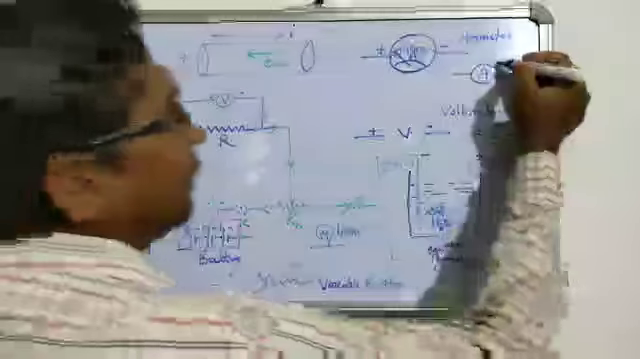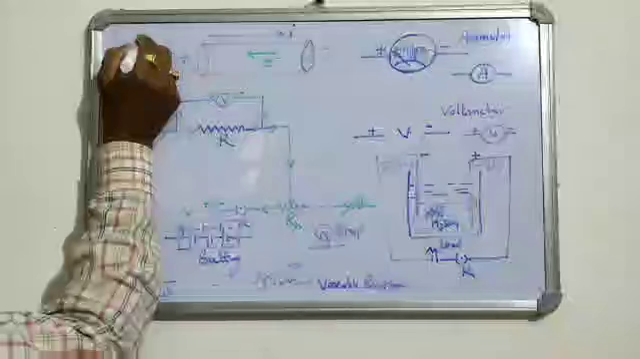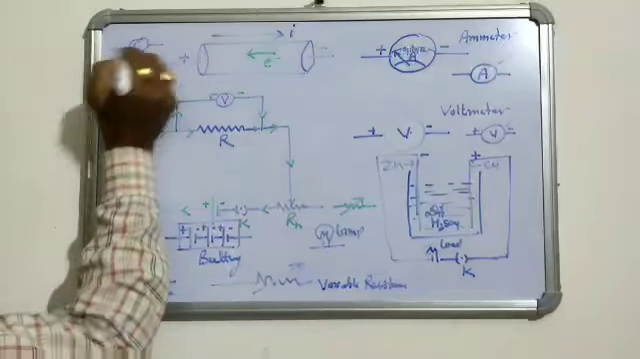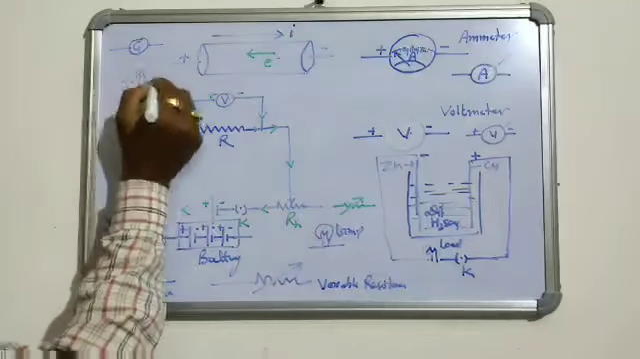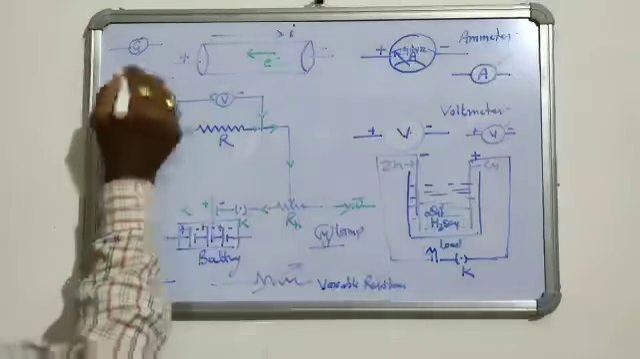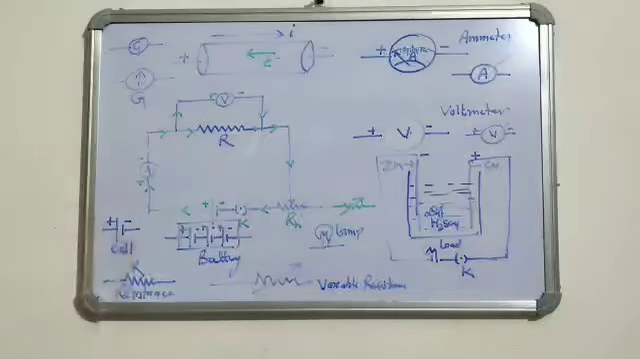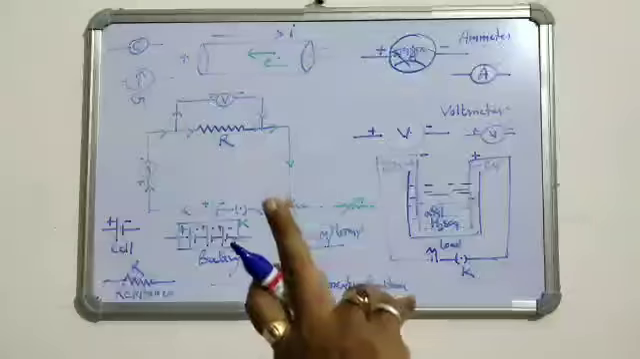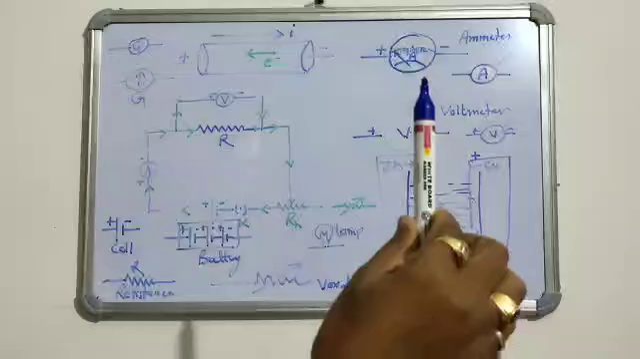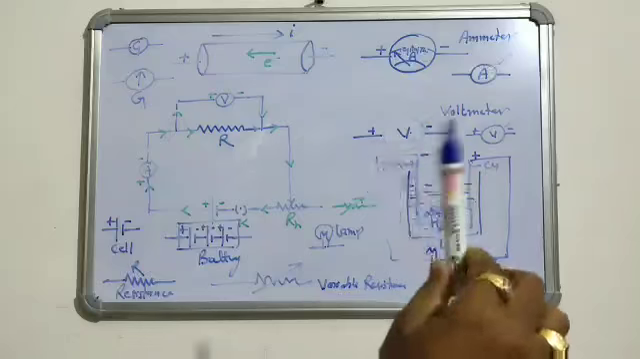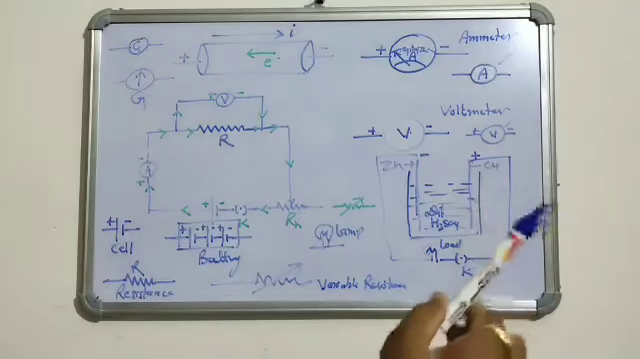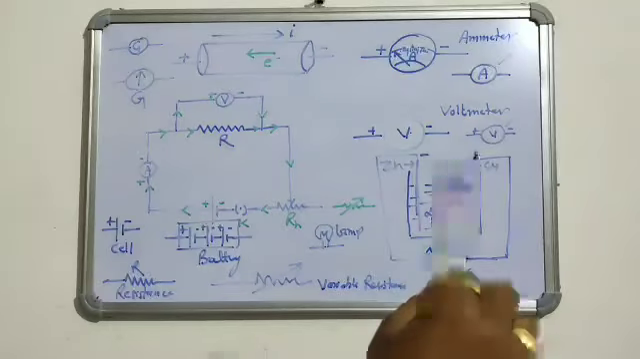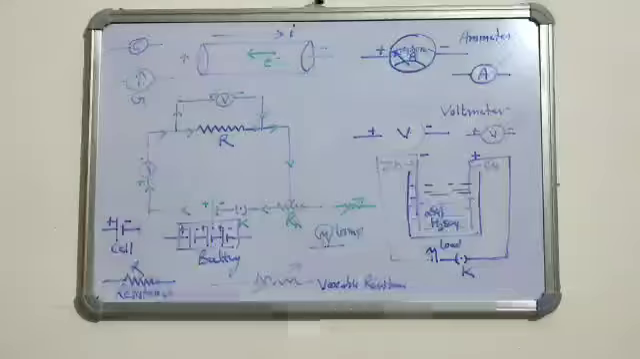This is the symbol of an ammeter. This is the symbol of a voltmeter, and one other instrument used in electrical circuits is called a galvanometer. This is the symbol of a galvanometer, or it can be represented in another way like this. This is also a galvanometer because the pointer in a galvanometer rests at the middle point. But in an ammeter and voltmeter, the pointer shifts to one side. It means an ammeter and voltmeter give readings in only one direction, but the galvanometer pointer deflects in both directions.